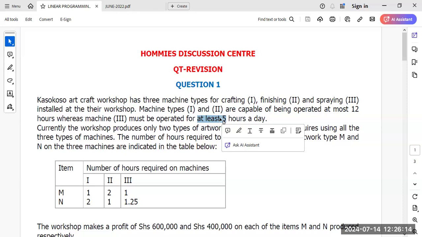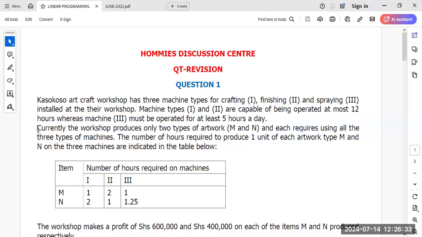For you to use these machines, they are restricted to time. Okay? So you have observed that your constraints are related to machine 1, machine 2, and machine 3.